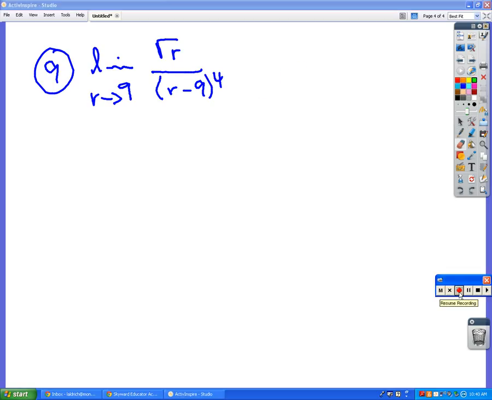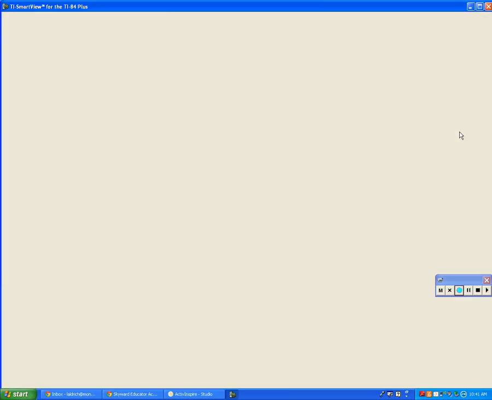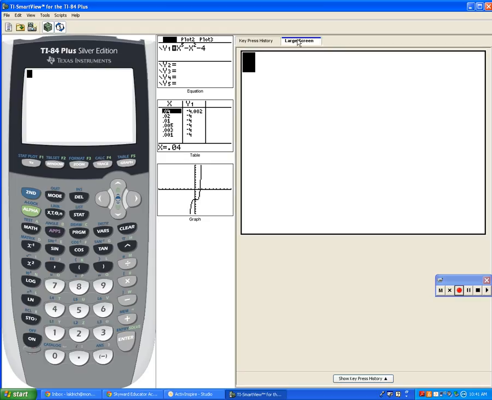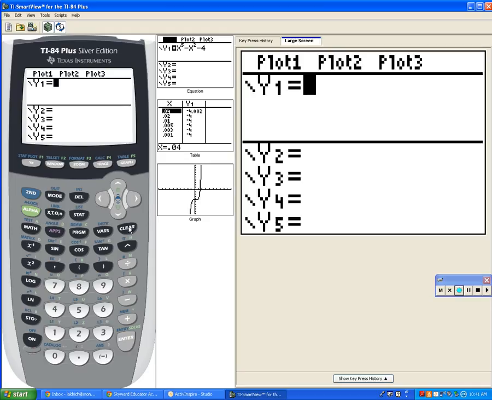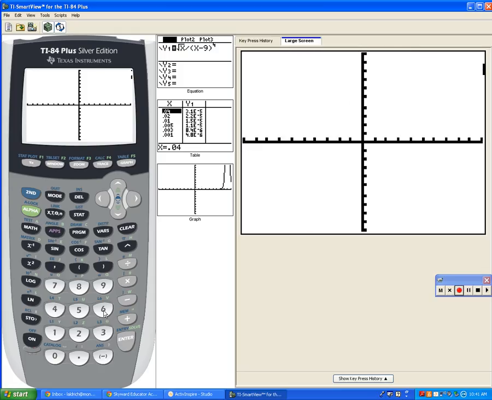So you can look at the graph. Would you like to look at the graph? Yeah. Okay. All right, so if you look at the graph of the square root of x divided by x minus 9 to the 4th, what is going on over there where x equals 9? It's infinity. Yeah, we got an asymptote.